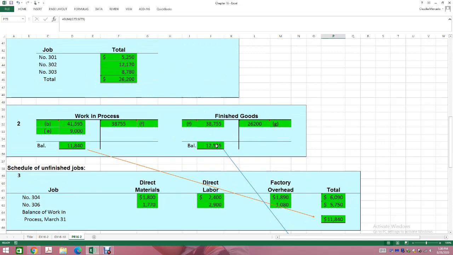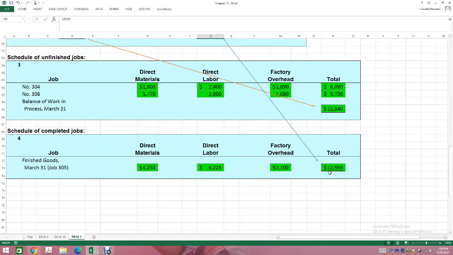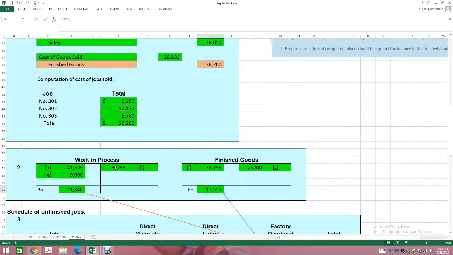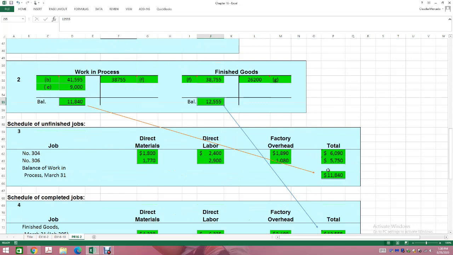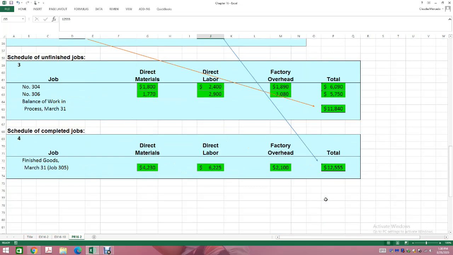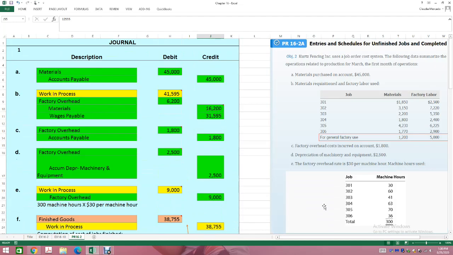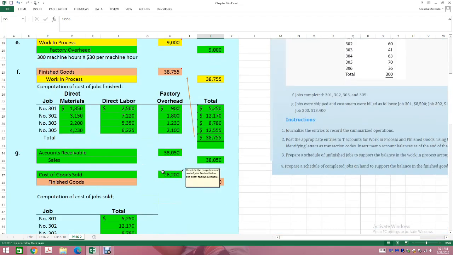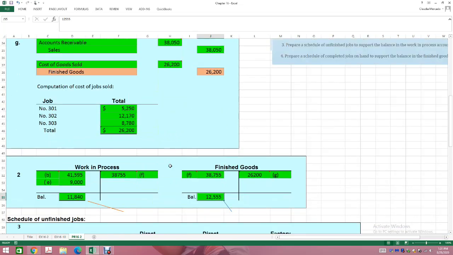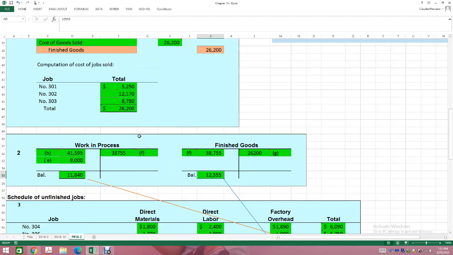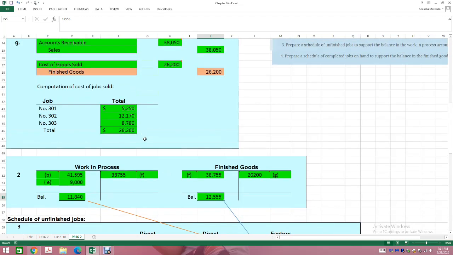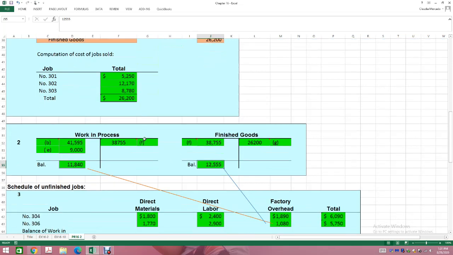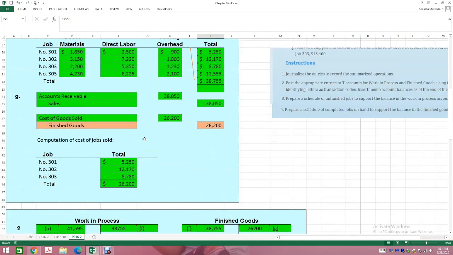Okay, so if you notice, the balance on your finished goods account needs to tie to the balance on your schedule of completed jobs. The balance on your work in process T account needs to tie to the balance on your schedule of unfinished jobs. So this is a very long problem, but it's very nice because it allows you to prepare transactions, do different calculations, identify the direct materials, direct labor, calculate your overhead, move balances from your work in process to your finished goods, record the sale of the jobs, and then figure out how much you have in your work in process, how much you have sitting in your finished goods, and create the schedules for each. So it's a very comprehensive problem.